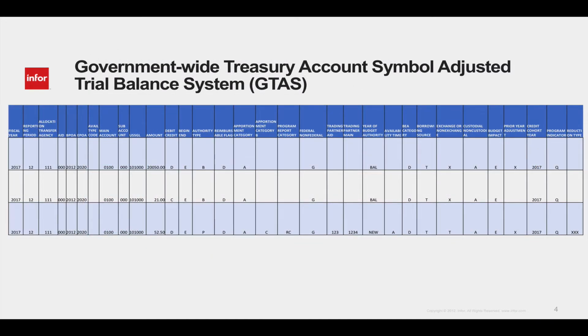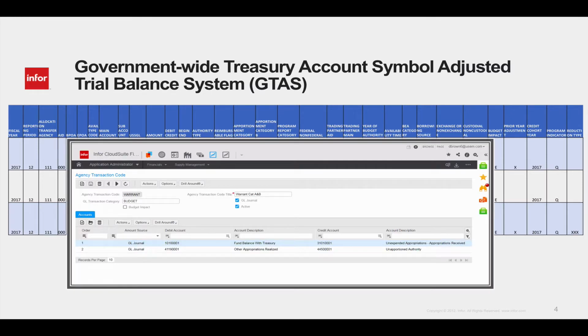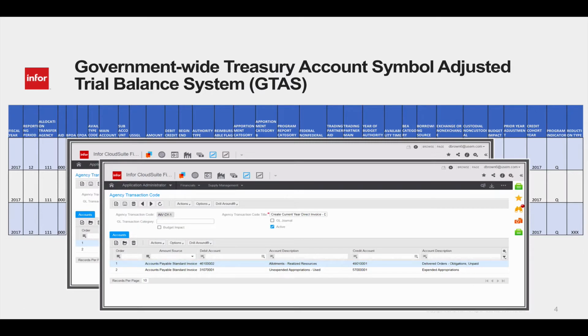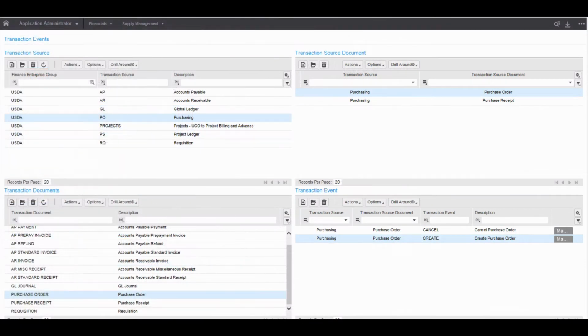So what that's going to provide us the ability to do, between the configuration that we have as well as defining the attributes and the transaction codes, is to be able to produce our transactional reports and our attribute reports that we need to produce that are associated with GTAS. So here you'll see that we have various different transaction codes.